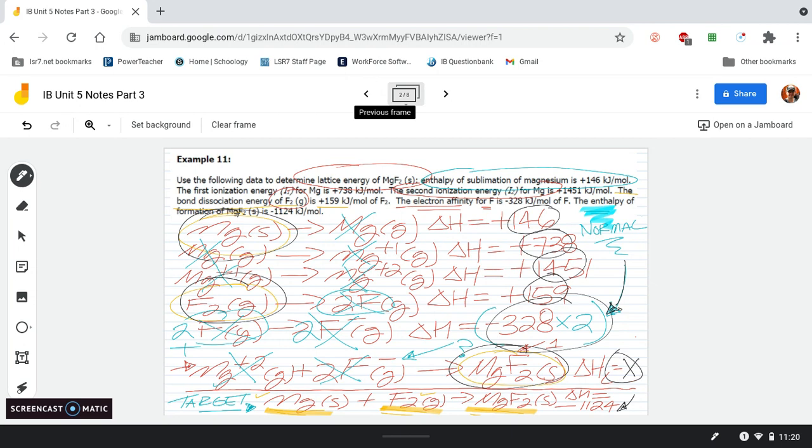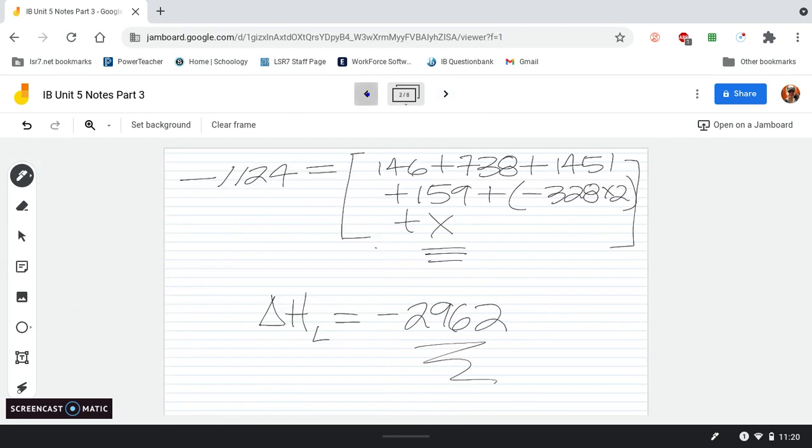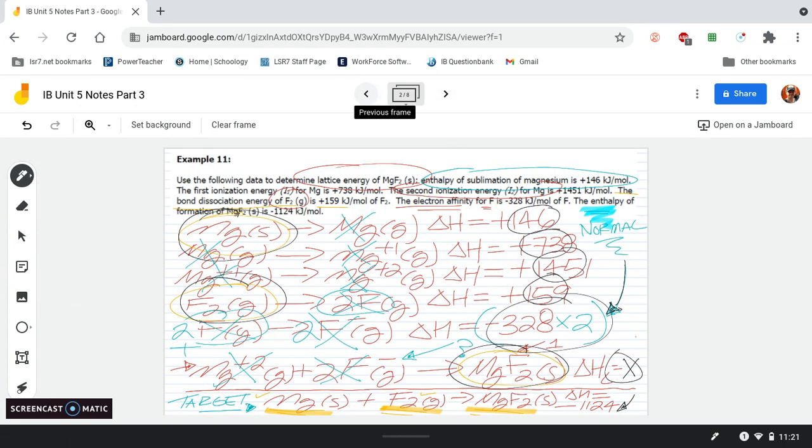So all right, I'm going to pause this one. I don't have enough time to do number 12 because you can see these take a ridiculous amount of time. But you're going to either solve for this piece or this piece.